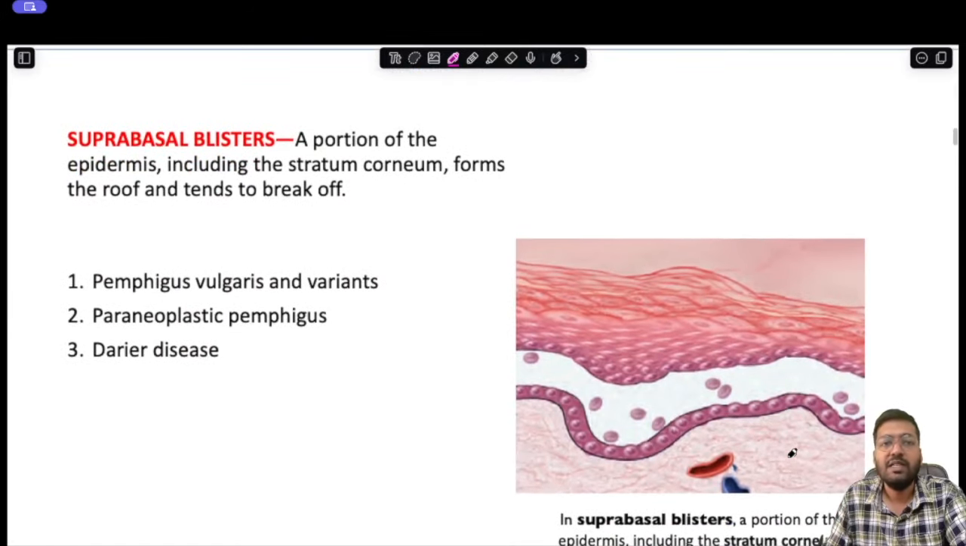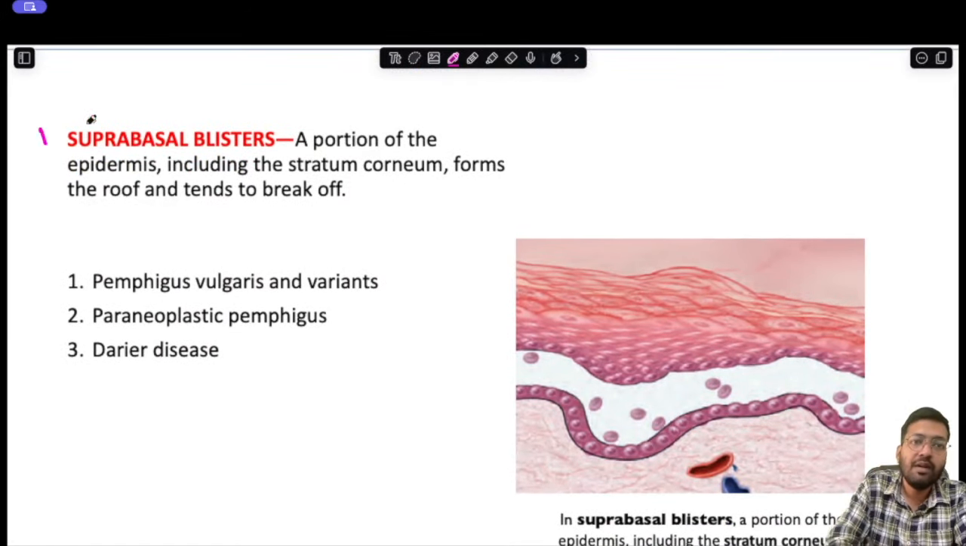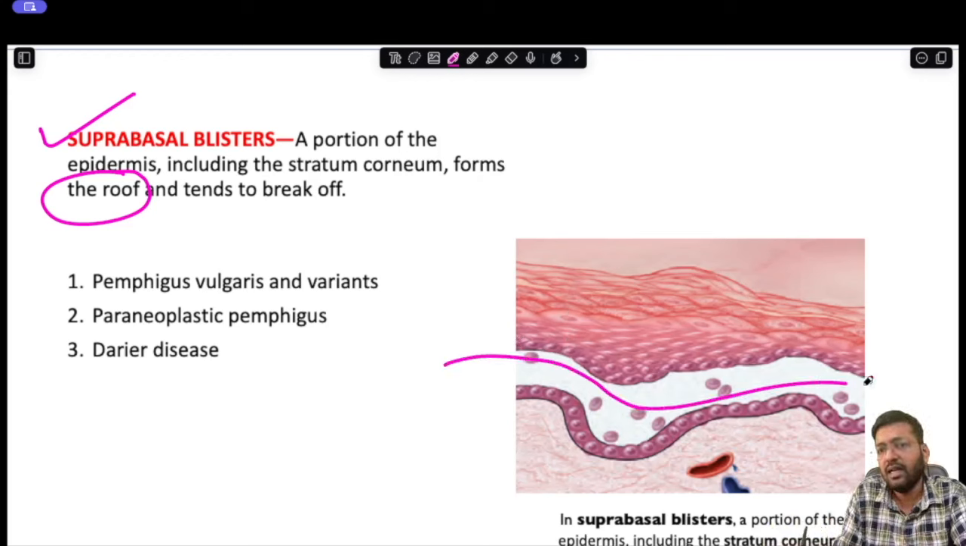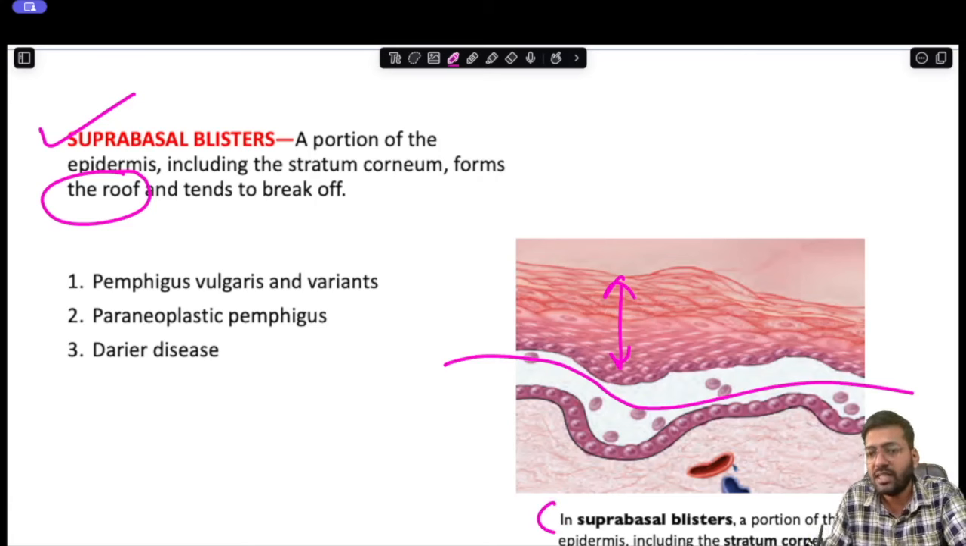The second type of blisters that we see is the suprabasal blisters. Over here, a portion of the epidermis, including the stratum corneum, forms the roof and tends to break off. The level at which the separation occurs is in the epidermis, just above the basal cell layer, as you can appreciate. The roof is quite thick here. So in a suprabasal blister, a portion of the epidermis, including the stratum corneum, forms the roof and tends to break off.